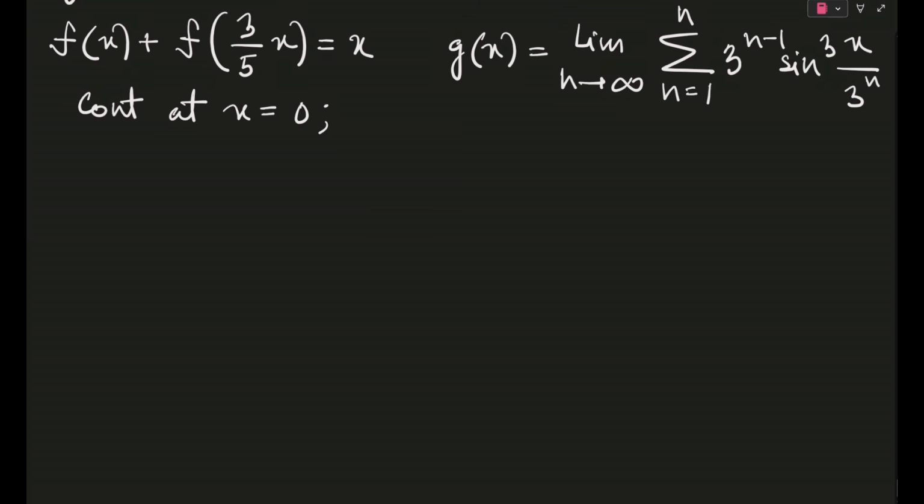Okay, so the information that is given is in front of us. What I am going to do is put 0 in place of x everywhere in this equation. If you do that, very simply you will get f of 0 as equal to 0.